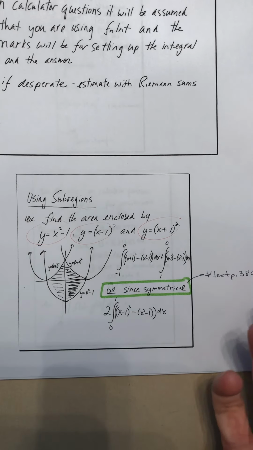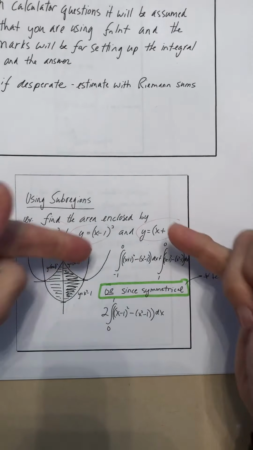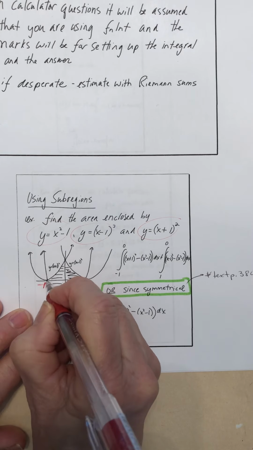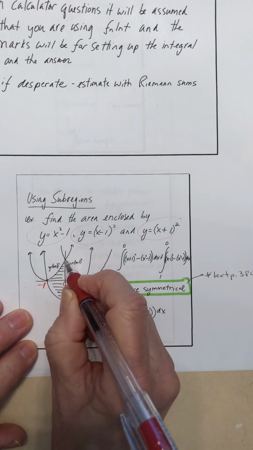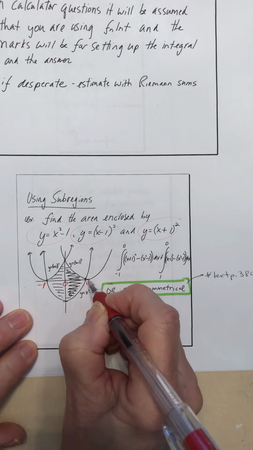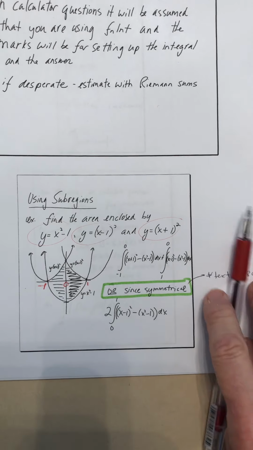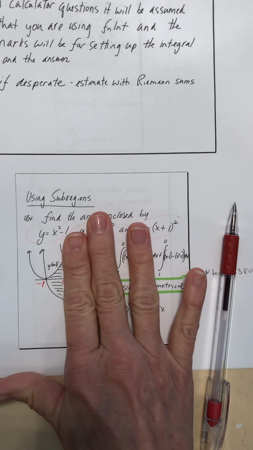Or do 2 at a time. Where do these guys meet? Where do these guys meet? You will get these answers. These 2 are meeting at -1. These 2 meet at 0. These 2 meet at 1. So this could be an awful lot of work. How are you going to do this? Well, you have to look at it in separate areas.